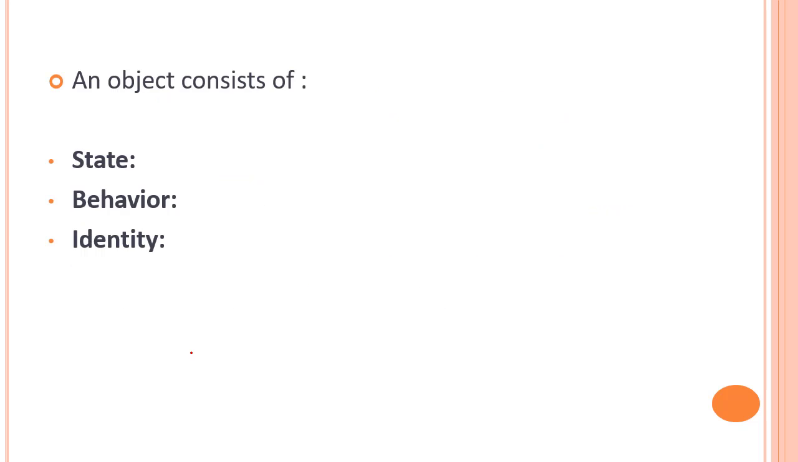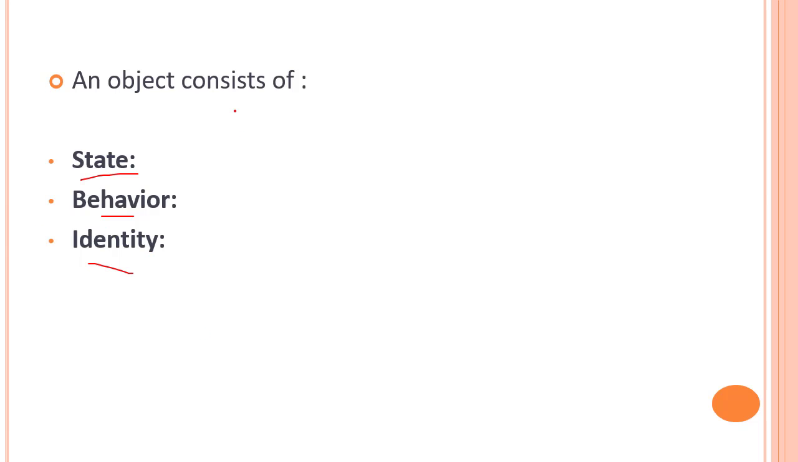Now, an object consists of three things: a state, a behavior, and an identity. A state is represented by the attributes of an object. What are attributes? The variables that belong to a particular class. It also reflects the properties of an object. What is a behavior? It is represented by the methods of an object. It also reflects the response of an object to other objects. And at the end, what is an identity? From the name itself, you could just recall that it gives identity to an object. That is the name of an object. It gives a unique name to an object and enables one object to interact with other objects.